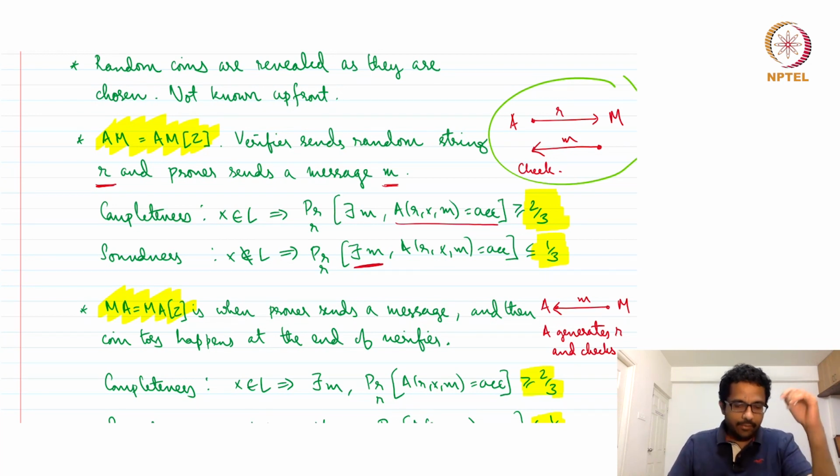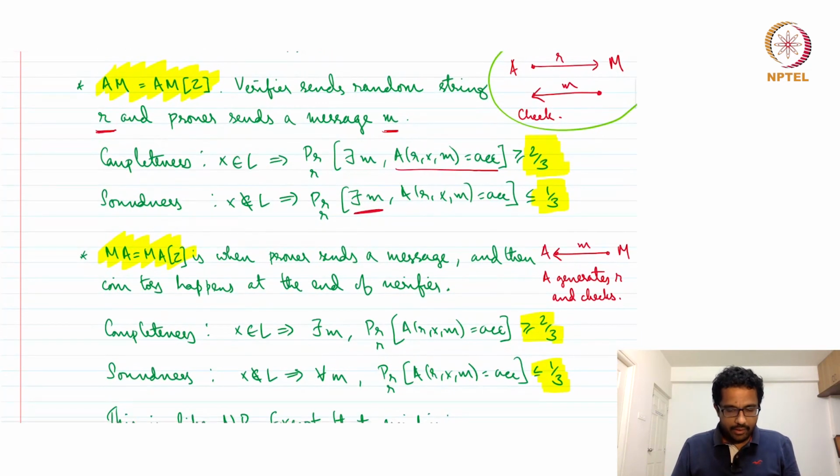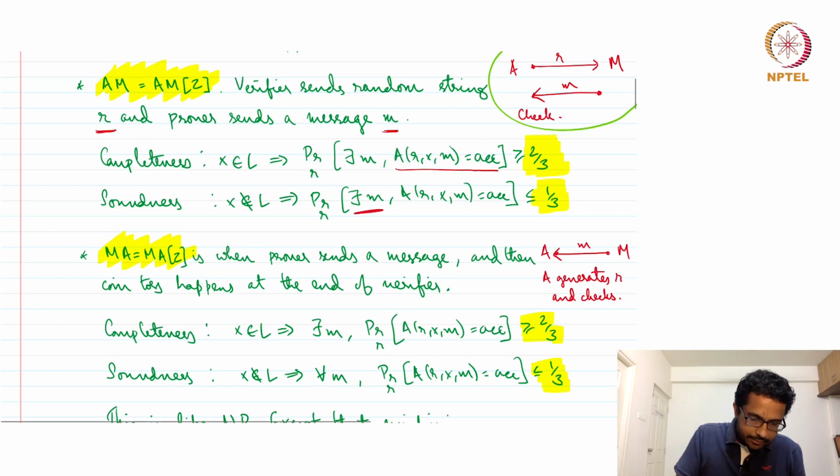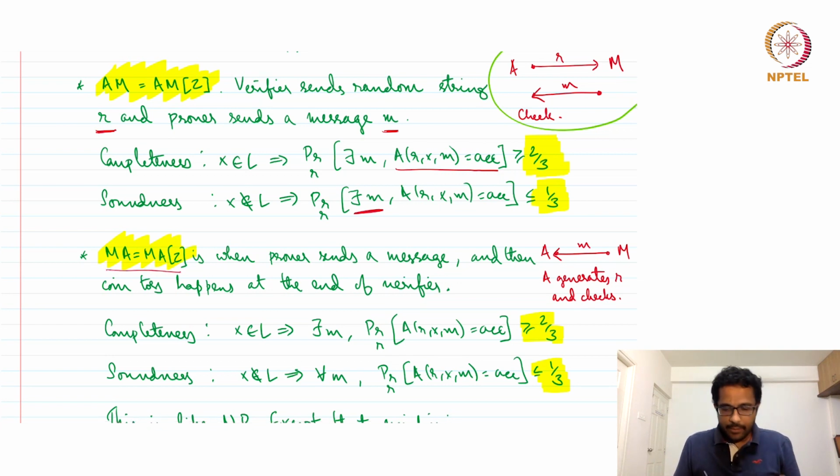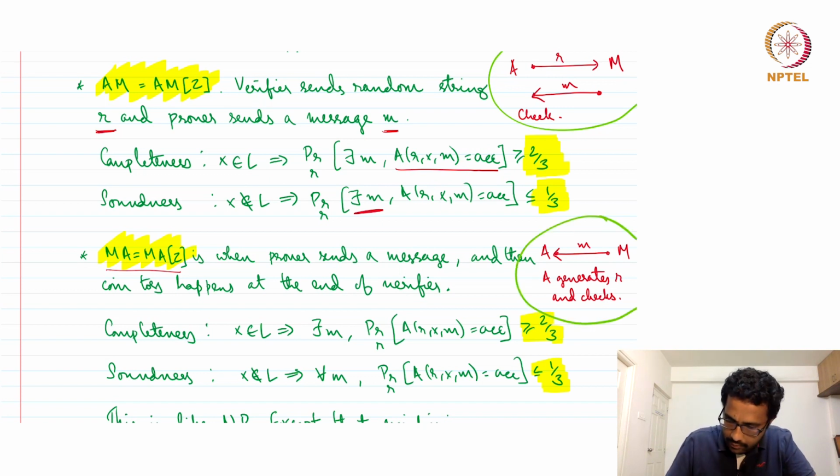So similarly, like AM, we could define a class called MA, and MA is also MA with 2 rounds. When we do not qualify how many rounds it is, MA is also MA with 2 rounds, right? And as you may guess, MA stands for Merlin sends the message first. Okay, so I have drawn it here. Arthur then generates the random string and then verifies.